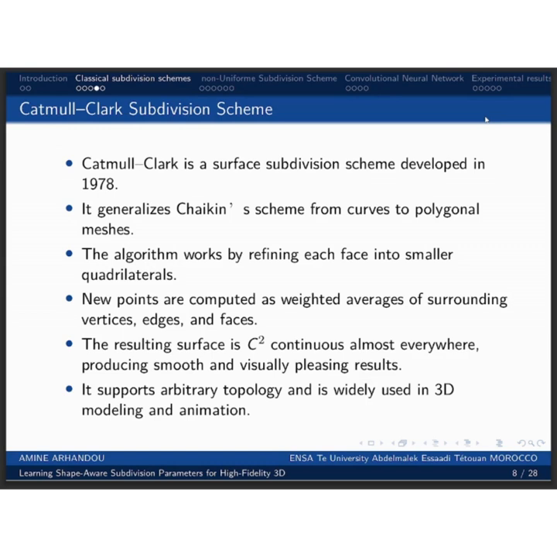Catmull-Clark is a surface subdivision scheme developed in 1978. It generalizes Chaikin's scheme from curves to polygon meshes. The algorithm works by refining each face into smaller quadrilaterals. New points are computed as weighted averages of surrounding vertices, edges, and faces. The resulting surface is C2 continuous almost everywhere, producing smooth and visually pleasing results. It supports arbitrary topology and is widely used in three-dimensional modeling and animation.